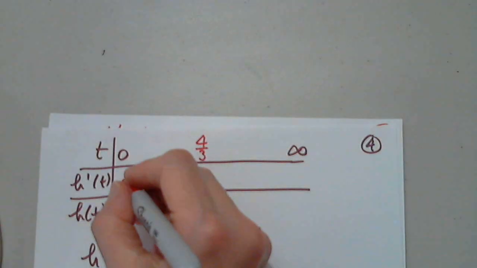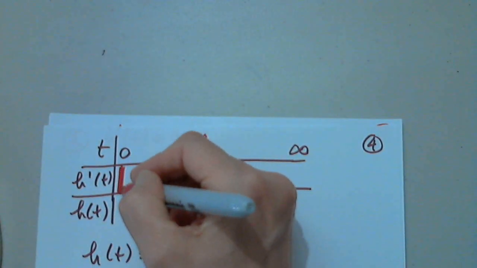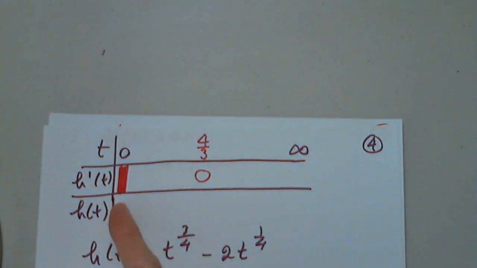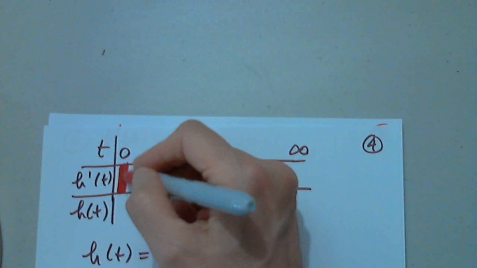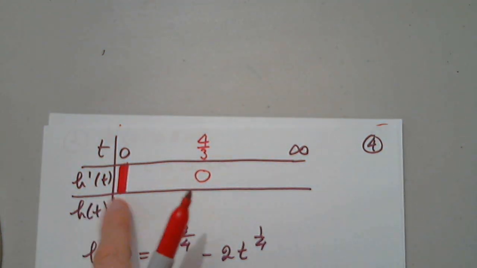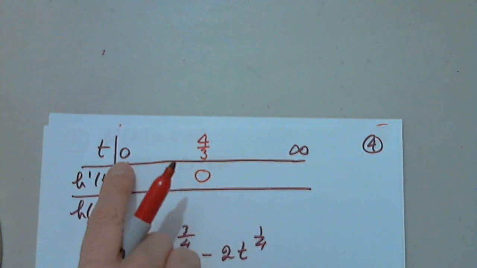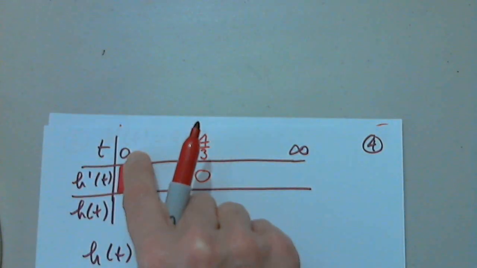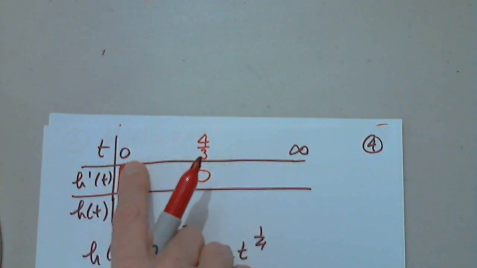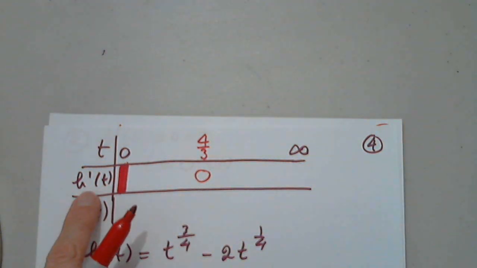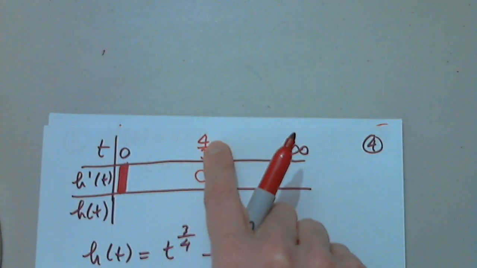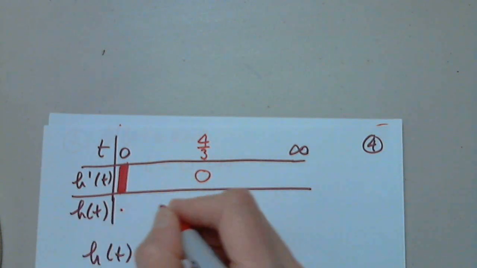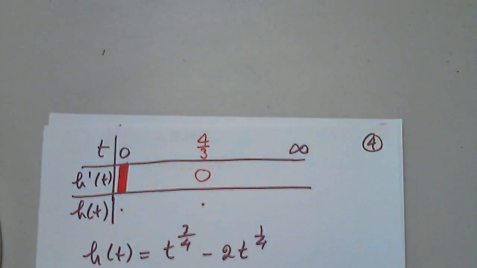So this is a critical number, and also this is a critical number. But this critical number comes from h prime being undefined. I have nothing to put in here. That's why I cover it with this vertical bar. Two critical numbers for the function h of x: when h prime is undefined, which is at 0, and the function is defined there, and when h prime is 0, which is at 4/3.